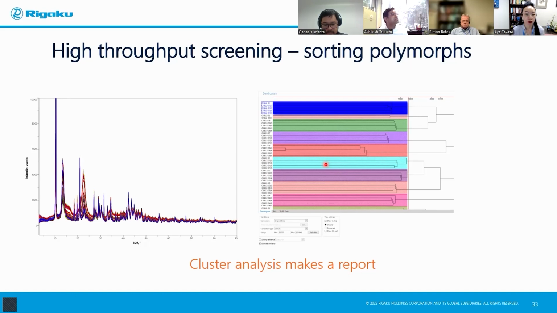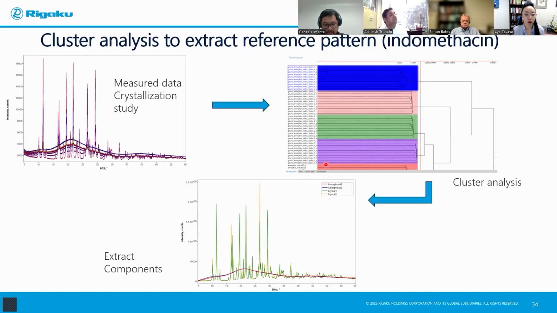Cluster analysis to extract reference patterns, the indomethacin case. Here is a lot of data in this overall formulation for indomethacin. From crystalline to amorphous, using cluster analysis, what you can do process-wise is extract components. In this case, we have extracted 4 components, 2 amorphous components and 2 crystalline. The crystalline components are different based on the preferred orientation.